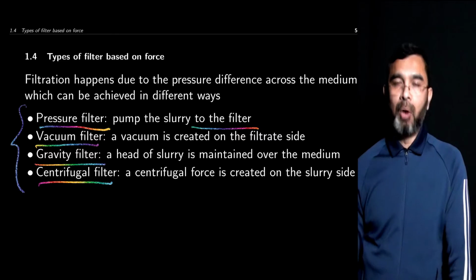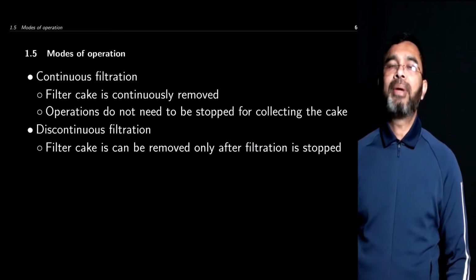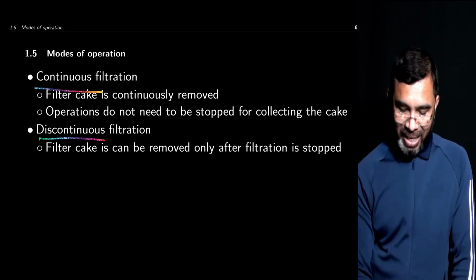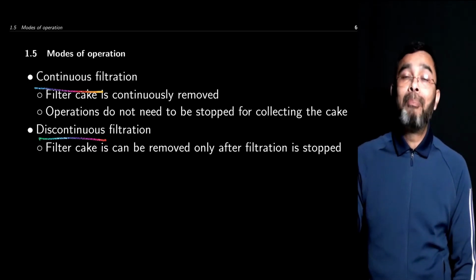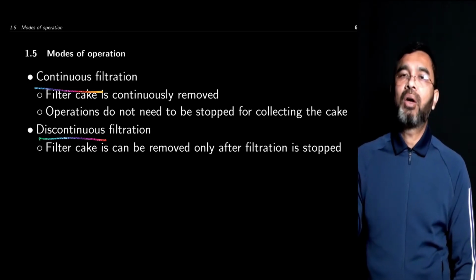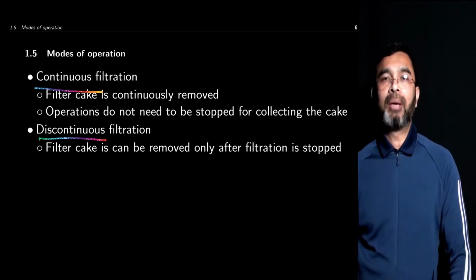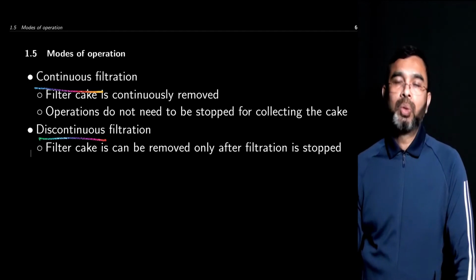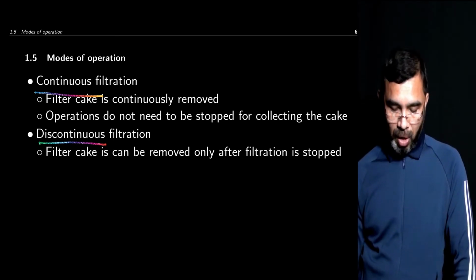Based on the force, the operation can have these 4 different types. Now, filtration operation can be done in 2 modes. One is called continuous mode, another is called discontinuous filtration. The second one is called discontinuous, not batch, simply because there is a continuous flow of liquid or gas through the filter medium. However, after a certain time, the operation needs to be stopped to remove the solid material. That's why it's called discontinuous and not batch.